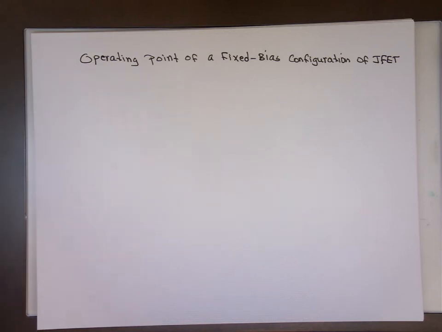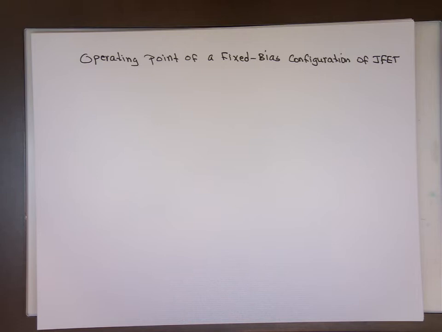In this video, we're going to learn about finding the operating point of a fixed bias and self-bias JFET. And we're going to do it both mathematically and graphically. You're going to find out that in a lot of these examples, it's much easier to do it graphically than mathematically, especially when it's self-biased.